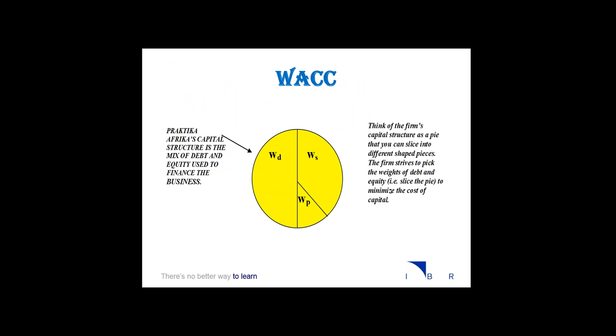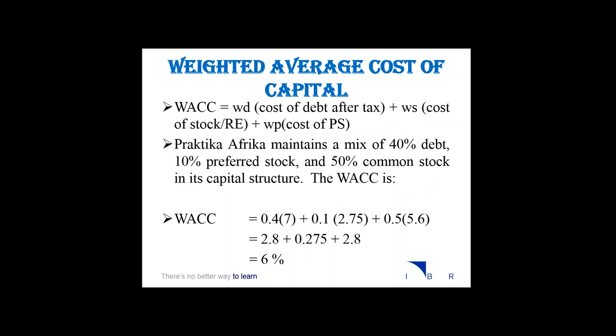So the work for Practic Africa, as you can see, Practic Africa's capital structure is a mix of debt and equity used to finance the business. You can see here the debt, the stocks, and the preferred stock, as you can see, the quadrant here. And now that we have calculated the other values, we were able to calculate the weighted average cost, and it's bringing us to 6%, as per calculation, looking at the cost of debt, the cost of preferred stock and all the others.